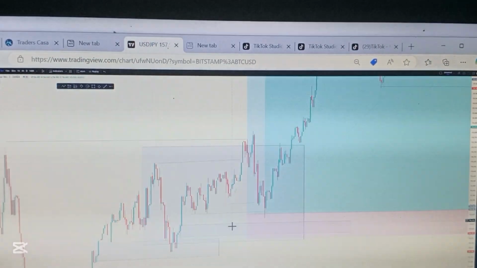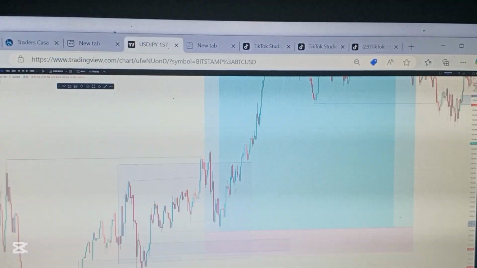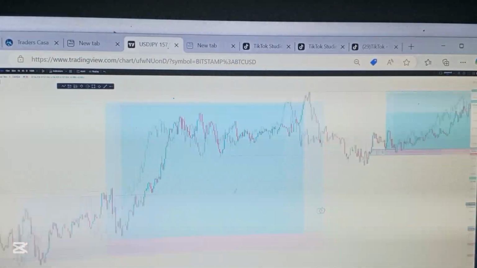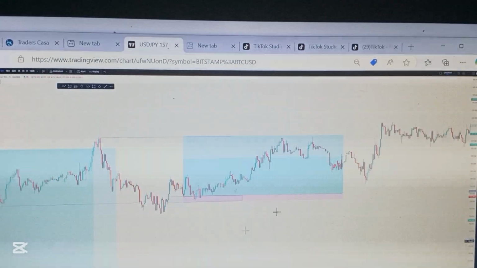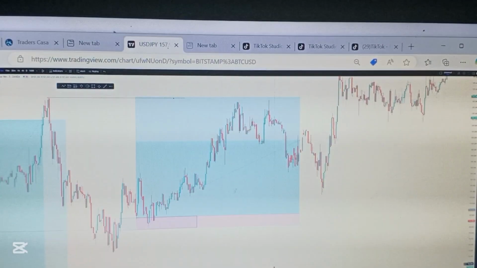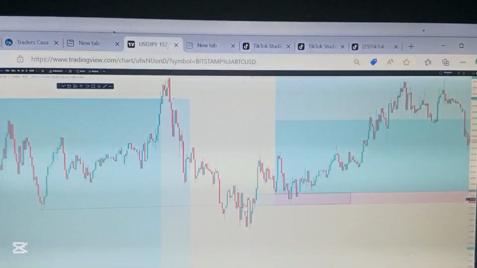I wait for this breakout, and once I saw the breakout, I wait for a liquidity sweep. Once I saw the liquidity sweep right in this zone, you can see it here on my screen, I just set my limit order in this zone.